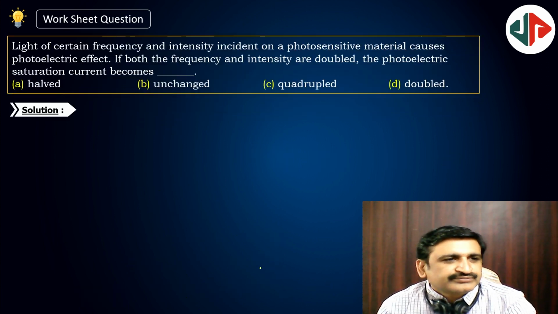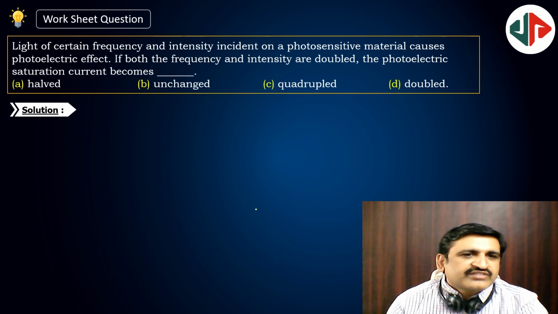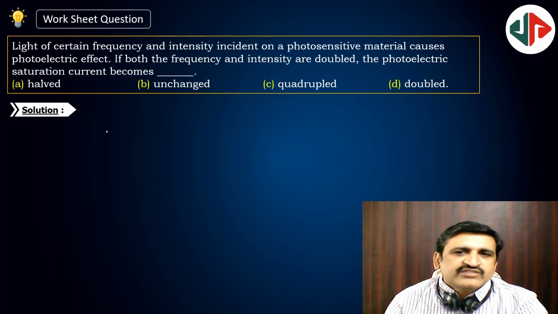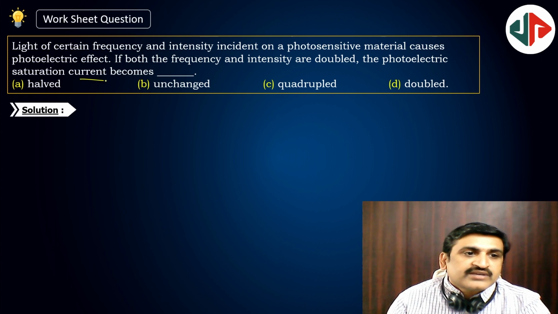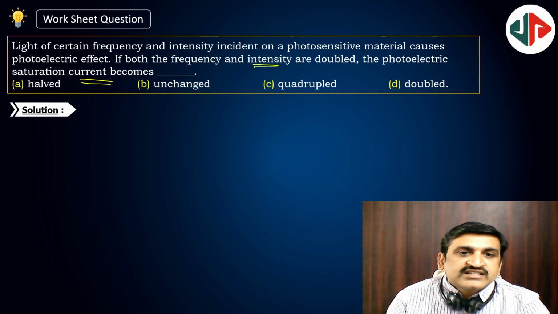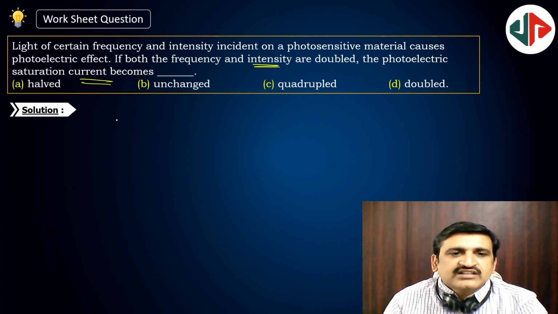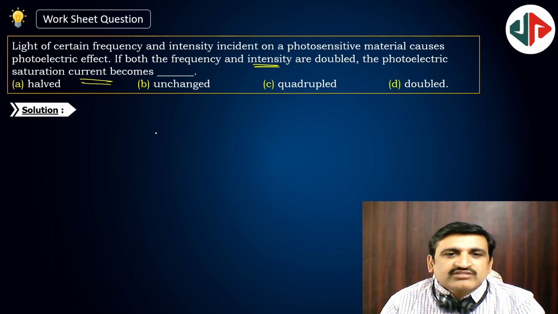Next. Light of certain frequency and intensity incident on a photosensitive material causes photoelectric effect. Both the frequency and intensity are doubled. The photoelectric saturation current becomes. Which one is doubled? Intensity only affects the current. So doubled, that's it, not quadrupled.